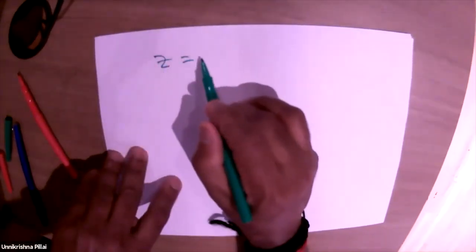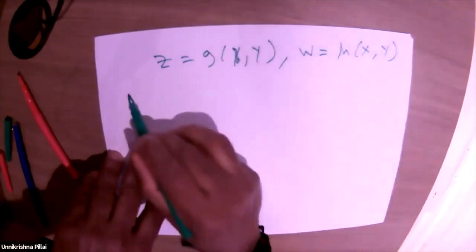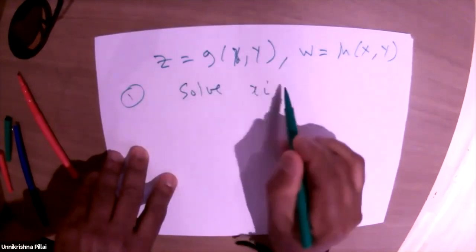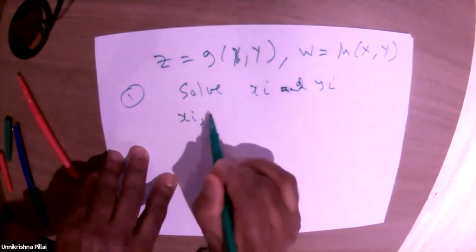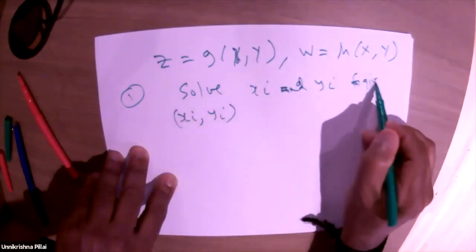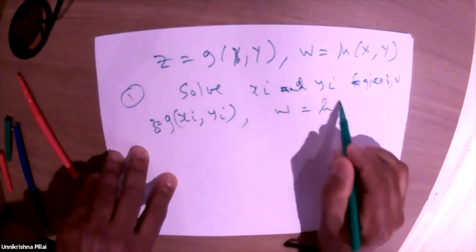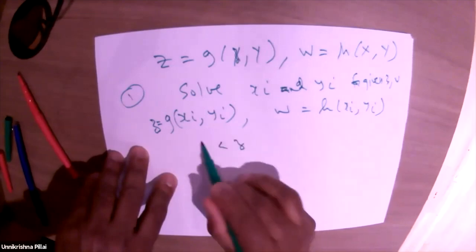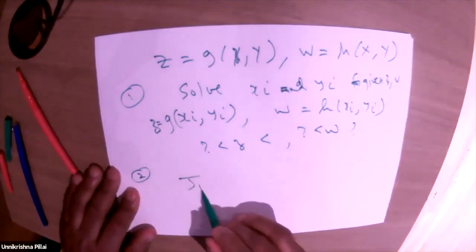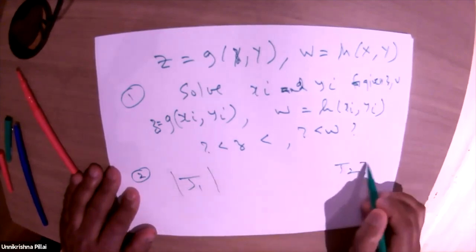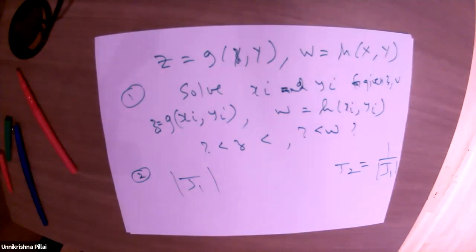To summarize the procedure: if you are given z equal to g(x,y) and w equal to h(x,y) as two functions, the first step is to solve for xi and yi for given z comma w. So you solve the equations z equal to g of xi comma yi, w equal to h of xi comma yi, and you get all the solutions. And of course, depending on the given problem, you find the range of z and w. The second step is to find the Jacobian, either the first one or the second one. The second Jacobian is 1 over the first type. One is the derivative with respect to z and w, the other is the derivative with respect to x and y.